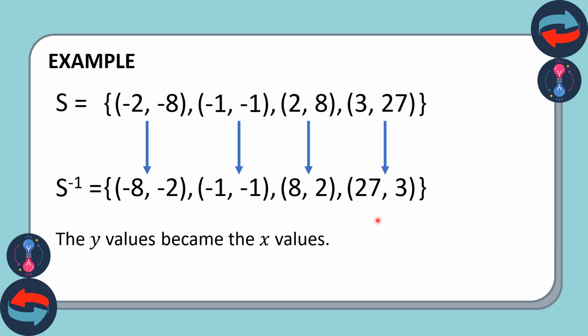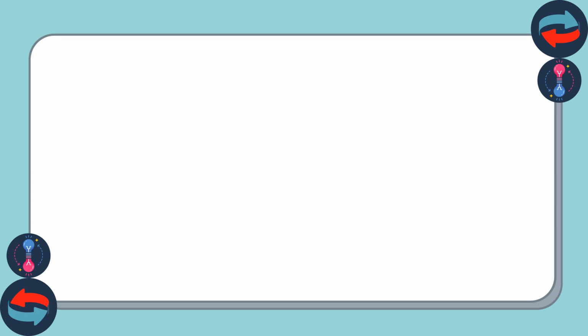Try to observe the inverse of the given function. The inverse of the given function is a function. And this tells us that S and the inverse of S are inverse functions based on the set of ordered pairs which we took their inverse.